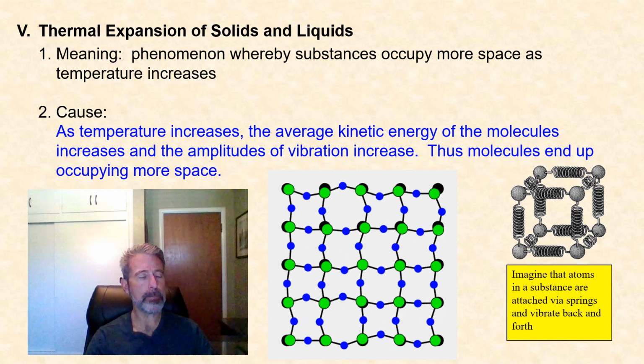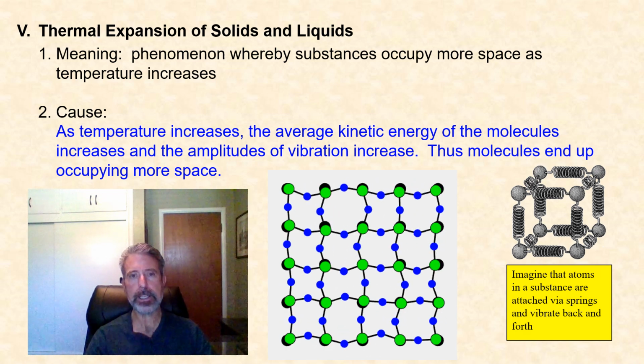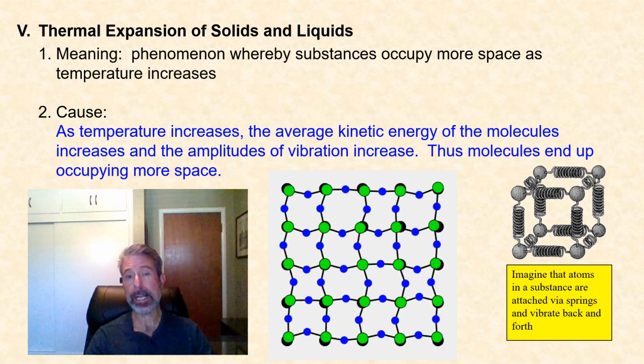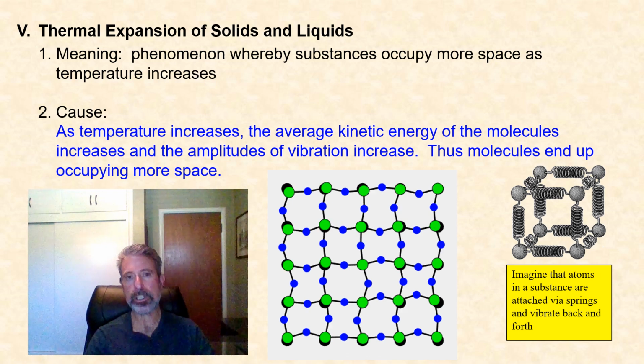Now, on a molecular level, you cannot see thermal expansion of these individual particles. But in the next slide, I'll demonstrate for you the noticeable effect of what happens when you are looking at a conglomerate of particles. When you look at enough particles, you can see the macroscopic effect that a change in temperature will have on the amount of space they occupy.